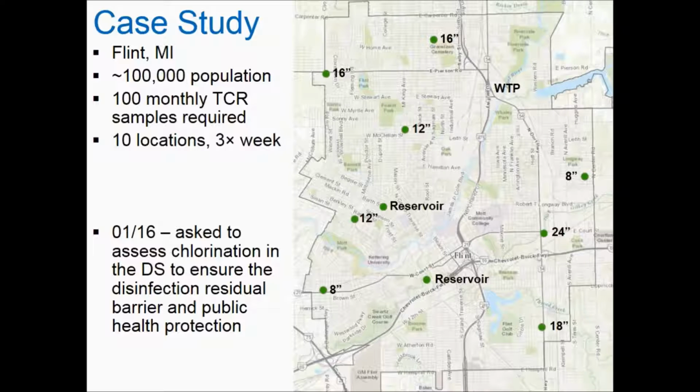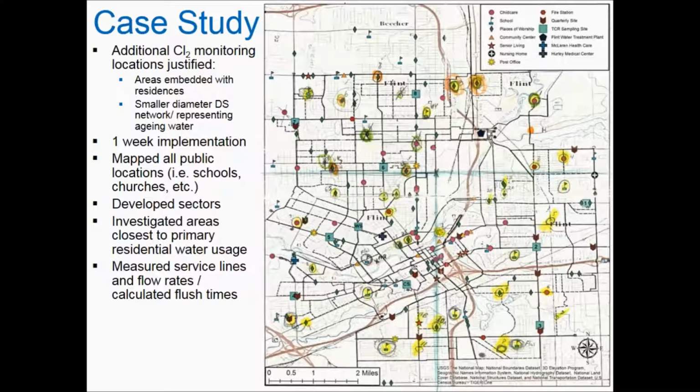and some of the larger business areas of the district. And so when we arrived last January, we really wanted to see what was happening in the neighborhoods where people were consuming the most water. And so we felt that it was justified to do more monitoring in areas embedded with residences, which represent the smaller diameter distribution system network and the more aging water. We had about a week to implement a monitoring plan, so we mapped all the public locations, schools, churches, child cares, the places that are public but embedded in the neighborhoods.